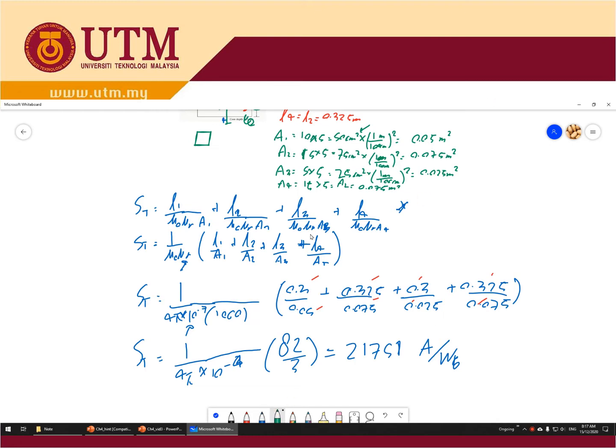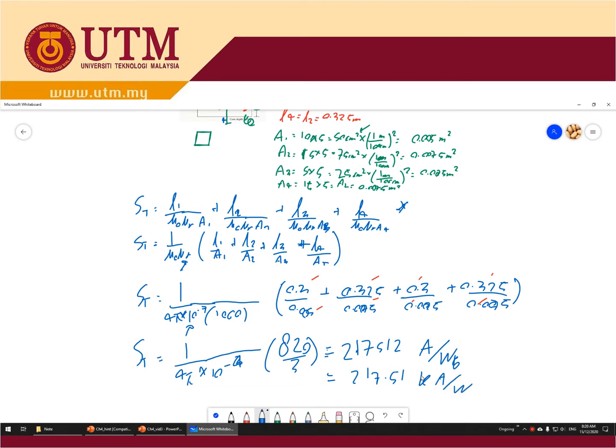Unfortunately, I forgot another zero here. So basically, you have to change everything back. So this one is 0, 0, 0, and 0. Be careful, make sure you count the zeros correctly, if not, you make a mistake like this. So this is the answer, 217.51 kilo ampere per Weber.